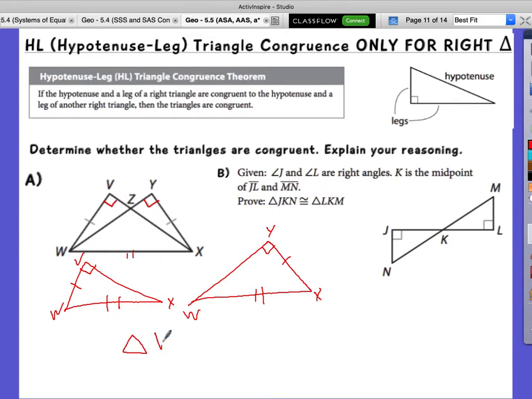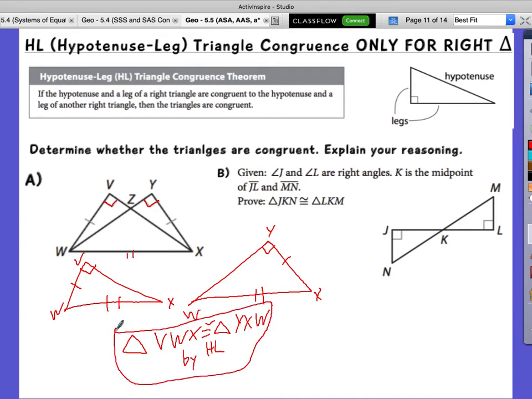We can call it triangle VWX is congruent to triangle YXW by HL, or hypotenuse leg. We do not have a side-side angle, but we do have hypotenuse leg for right triangles.